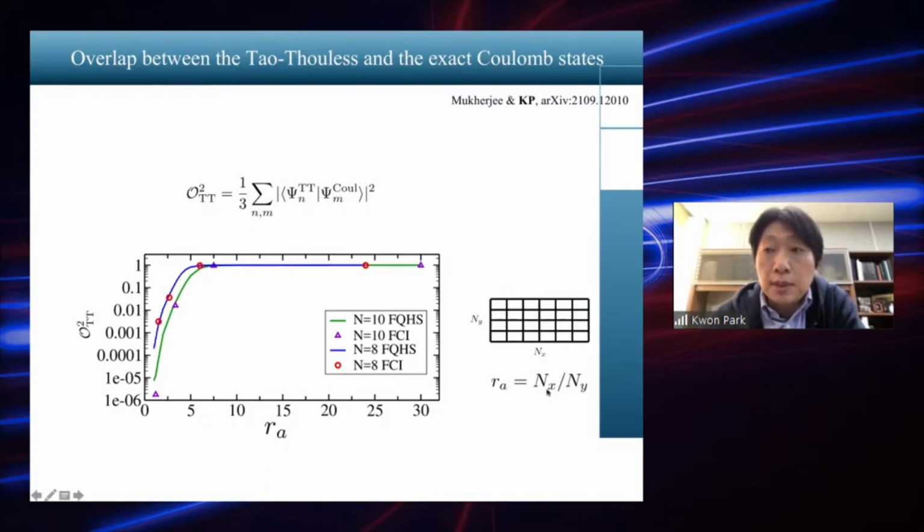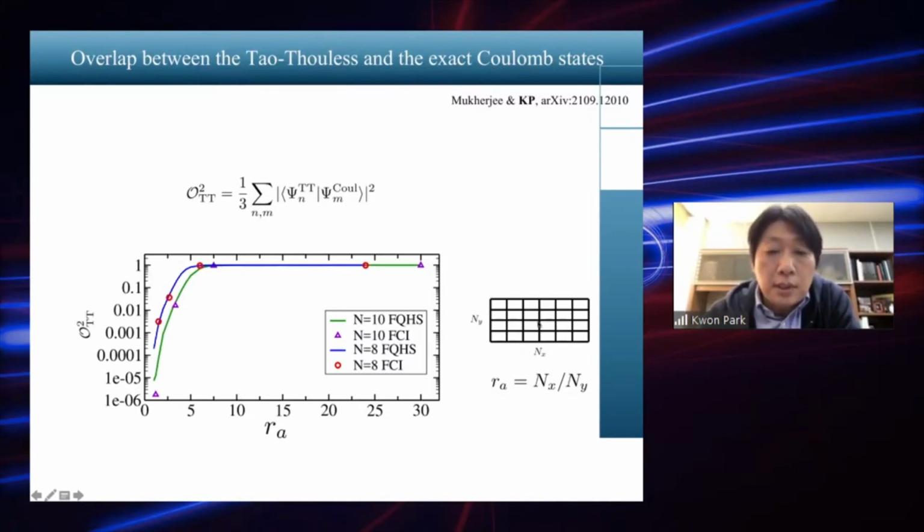Aspect ratio is defined this way, and I take a thin-torus limit. So by taking this, and this, I'm comparing the overlap calculation in the fractional Chern insulator in the lattice with the fractional quantum Hall state in the continuum limit with the actual magnetic field. And the solid line shows the fractional quantum Hall effect. It's the same system for 10 and 8 particles.